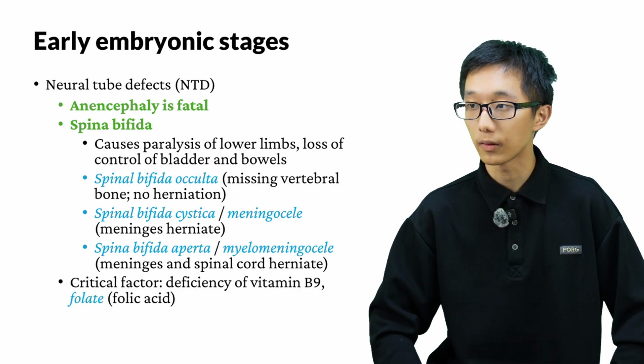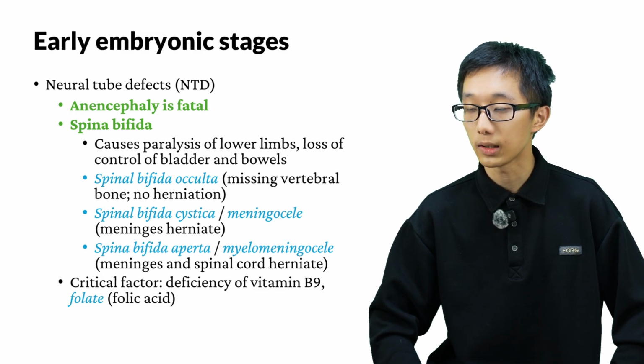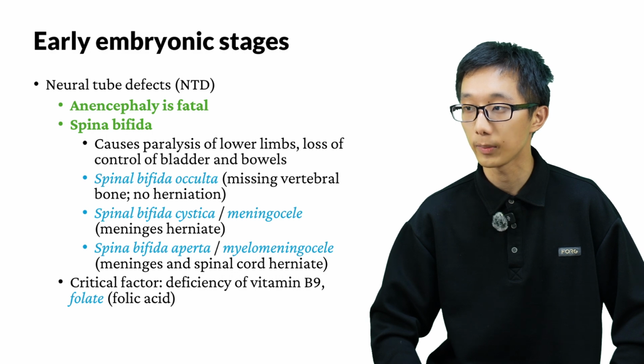A critical factor for correct development of the neural tube is vitamin B9. If there is not enough folate or folic acid or vitamin B9 in the mother's body, then the deficiency might cause neural tube defects. That's why pregnant women are usually recommended to take extra vitamin B9 to ensure that there are no neural tube defects in the baby.